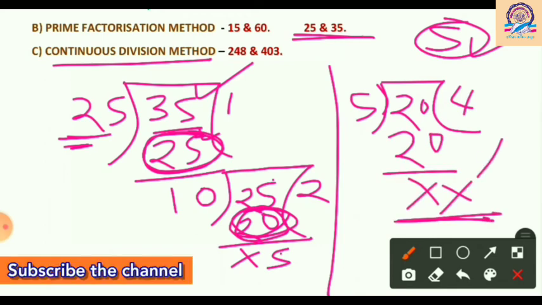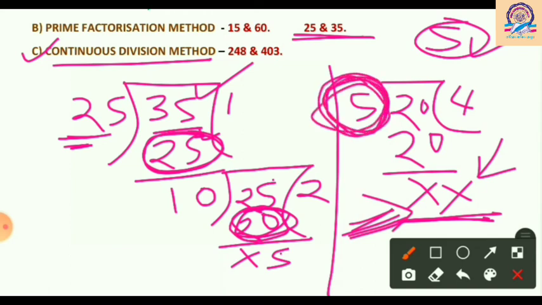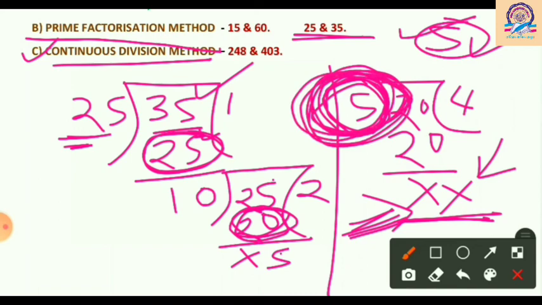Till getting 0 as the remainder you have to continue dividing. For that it is named the continuous division method. We have to continue dividing the numbers until we get 0 as the remainder. Here you can see that the last divisor was 5, so this last number is our HCF of 25 and 35. In the prime factorization method we found the HCF of 25 and 35 was 5, and also in the continuous division method we found the HCF 5.